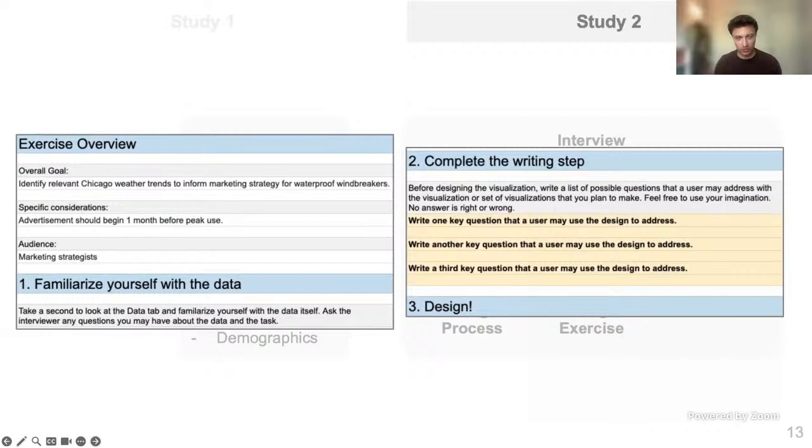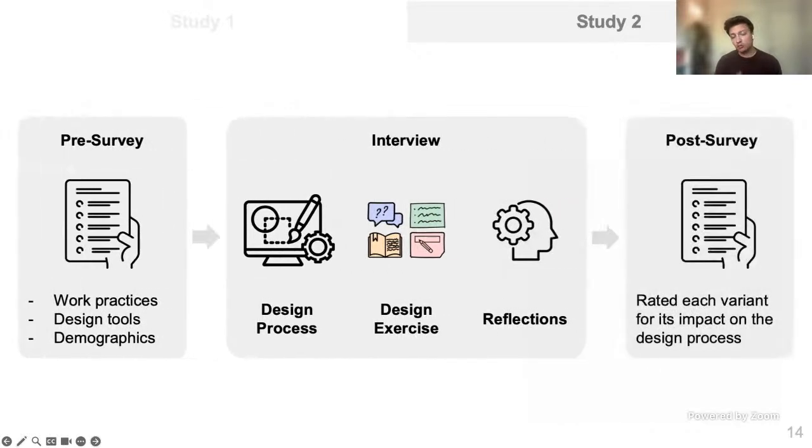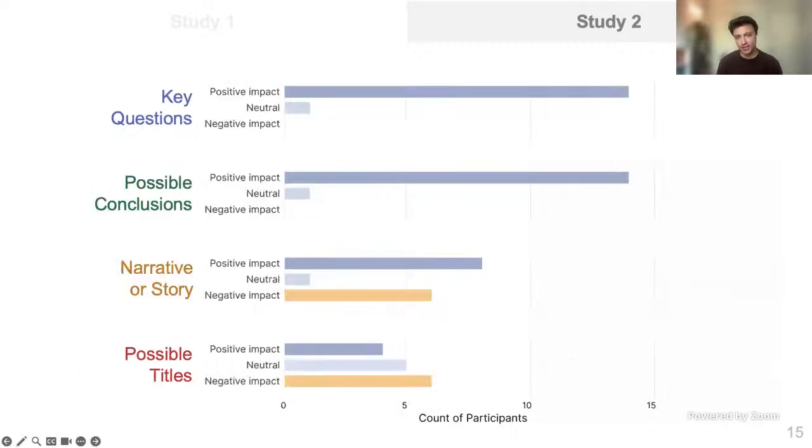These are the instructions they received, and they completed the writing step within the Google Sheet itself. And then when they went on to start their design process, they could use any design tool that they were most familiar with, most participants going with Excel or Tableau. After they completed the exercise, we reflected on how it went, what the impact of the writing rudder was, if any, and what their thoughts were about that. And they also completed a post-interview survey in which they provided ratings for each variant for the different stages of the design process, including those early stages that we were really interested in.